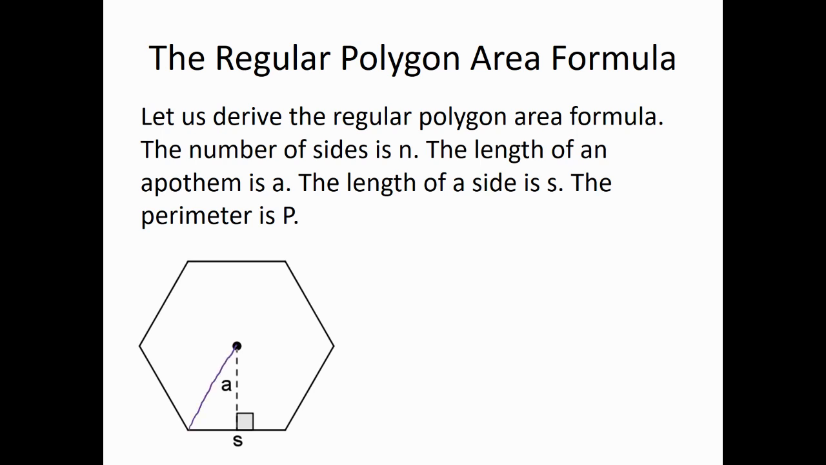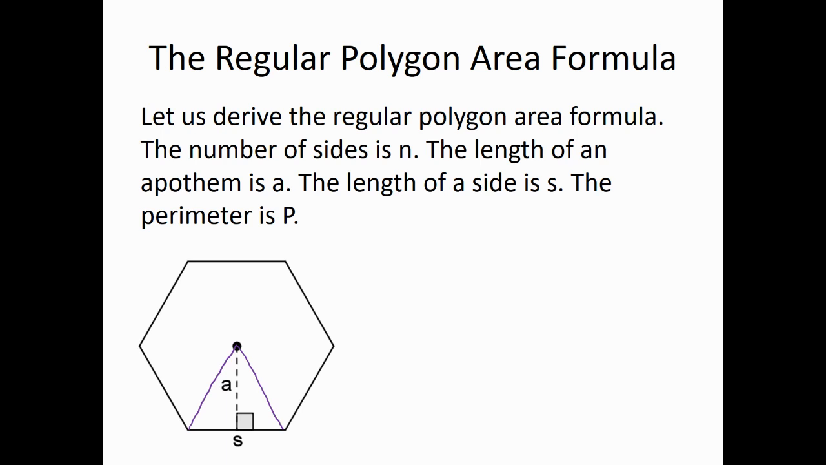So let us take this regular hexagon with its apothem A, its side length S, and its number of sides N, which happens to be 6 in this case, but we'll work with just N. Let us take this regular polygon and begin to carve it up into triangles. You see one in front of you. I'll talk about the rest in just a moment.